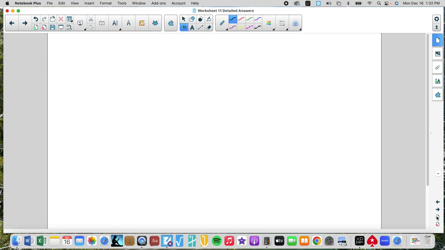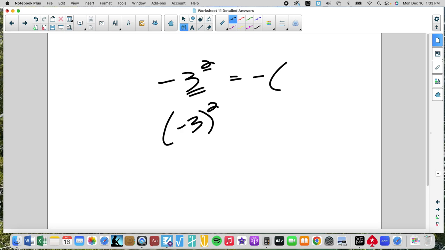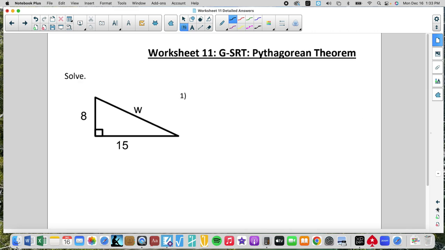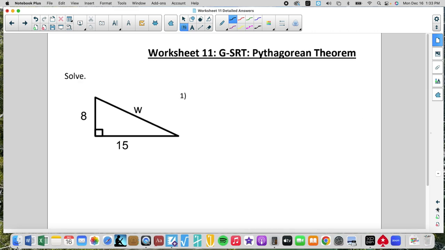So be careful of that. There is a huge difference between -3 squared and the quantity of -3 squared. The base of this exponent is 3, so this is the opposite of 3 squared, just like the problem we just saw. And in this one the base now is included, so we have -3 times -3, which is +9. Very, very important.